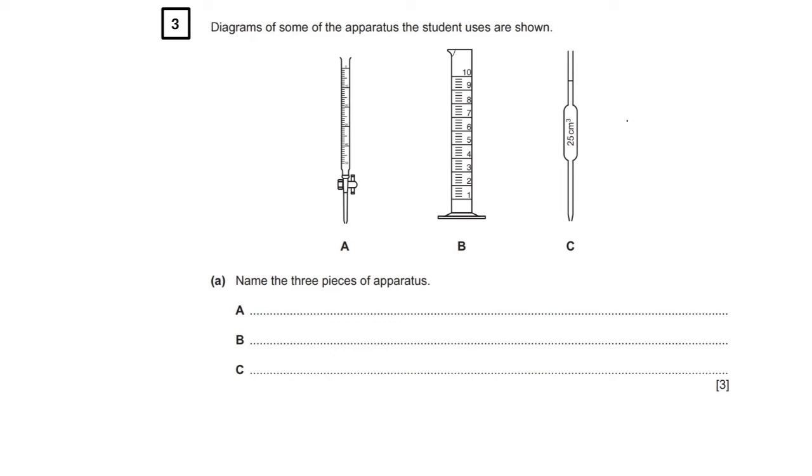Diagrams of some of the apparatus the student uses are shown. Again, A is called a burette. You should know all these apparatuses. Apparatus B is called a measuring cylinder, and apparatus C is called a pipette. Often students confuse pipette with burette. Always remember that a burette has a tap at the bottom. A pipette never has a tap.